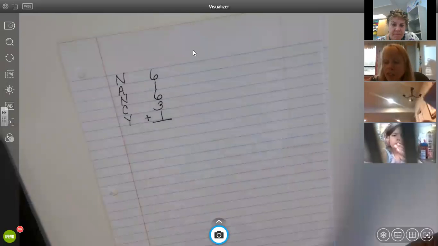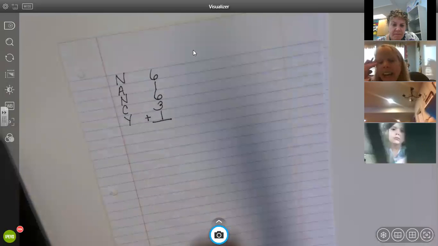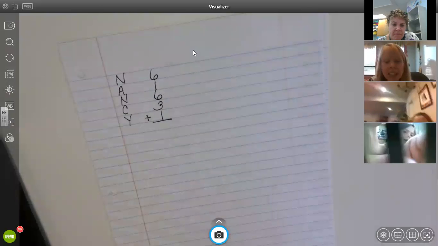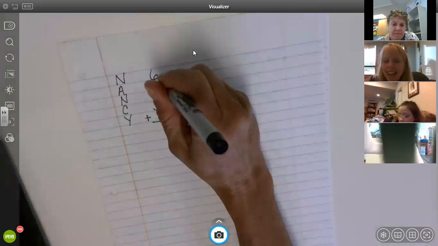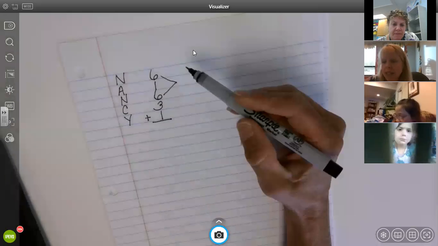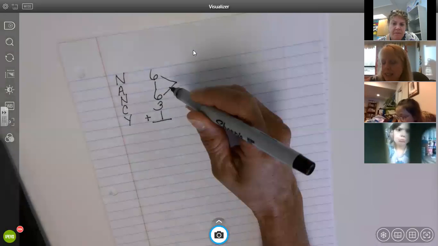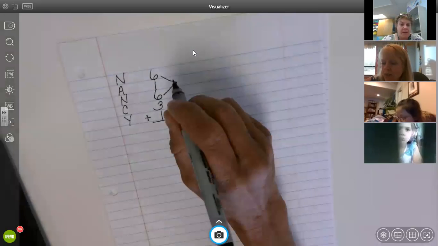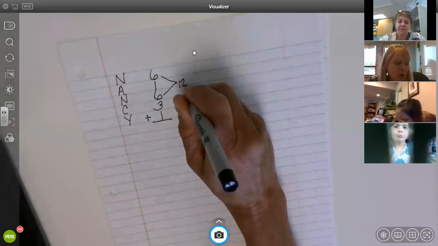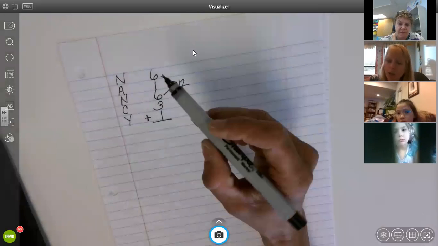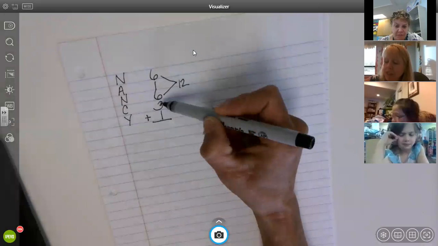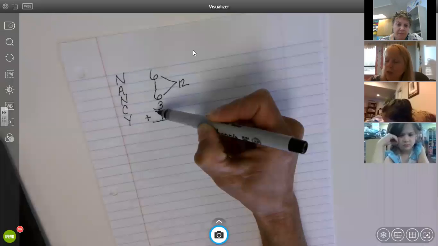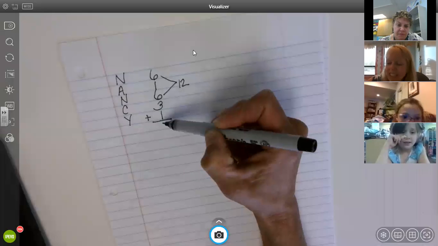So the first thing in my math brain that I see, and you might see it differently, which is fine, but I see 6s. I know my doubles facts. So I'm going to say 6 plus 6 is 12. And then I'm going to add the 1, which would make 13. I'm going to add the 3, 14, 15, 16, plus 1 would make 17.